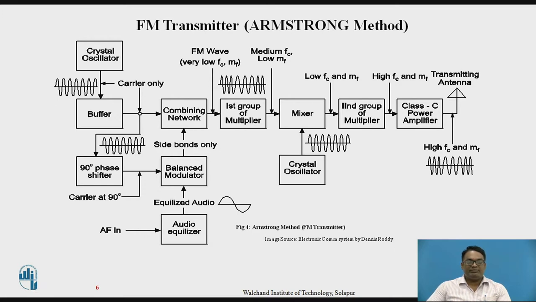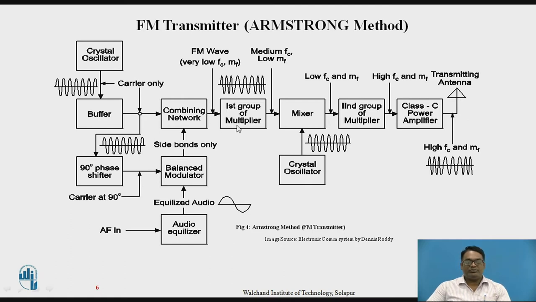Here, basically, the combining network has a second input through the audio equalizer, which is nothing but a modulating signal, which is then given to the balanced modulator. Here, the balanced modulator gives an output of a single side band only, because it has another input of 90 degree phase shift, due to which only a single side band is passed to the combining network. Hence, the combining network combines the single side band and the carrier, and the carrier is varied in accordance with the frequency of the single sideband.